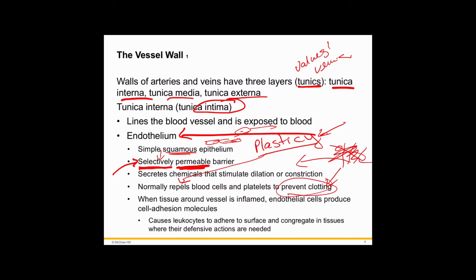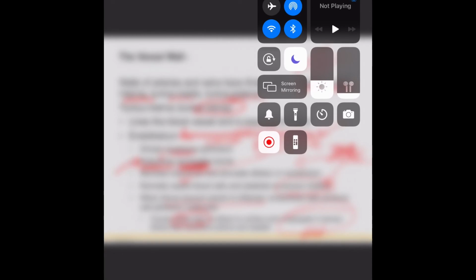When tissue around the vessel is inflamed, they produce cell adhesion molecules. And what that does is it allows white blood cells, remember leukocytes, to start congregating in that area so they know.